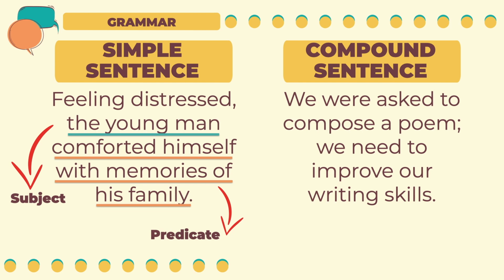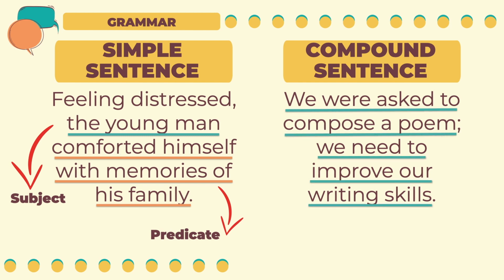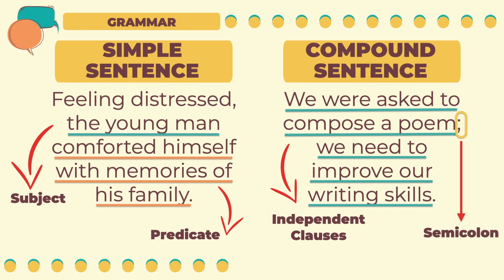We were asked to compose a poem; we need to improve our writing skills. This is an example of a compound sentence as it has two simple sentences. We were asked to compose a poem and we need to improve our writing skills. Instead of a conjunction, this sentence makes use of a semicolon to join the two clauses together.